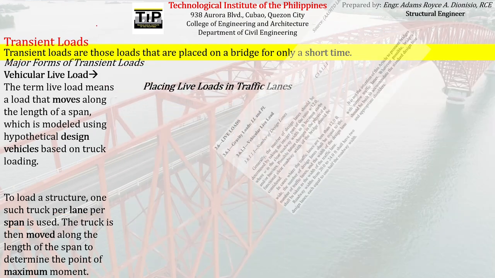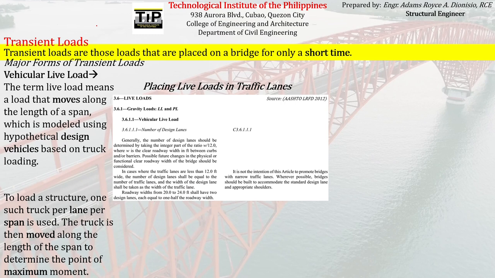So, when placing those vehicular live loads in traffic lanes, there is actually a particular provision from AASHTO on how to place those live loads sa bawat lane ng bridge na dinedesign natin. And you can actually find that sa section on live loads, which is section 3.6. Okay? Specifically sa section 3.6.1.1.1, which pertains to the number of design lanes. Okay, so yung design lanes na sinasabi dyan is yung lane na binanggit ko kanina.